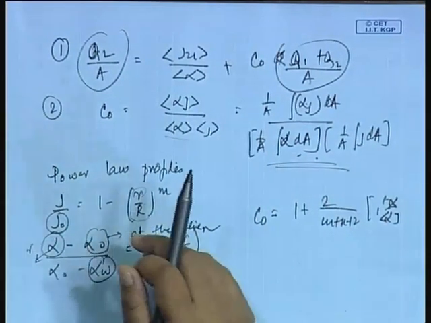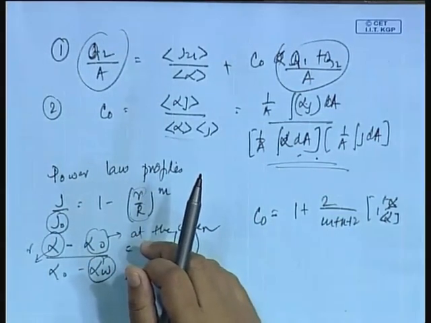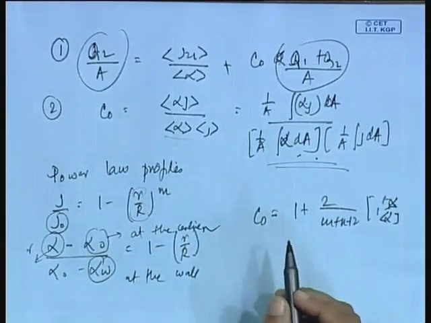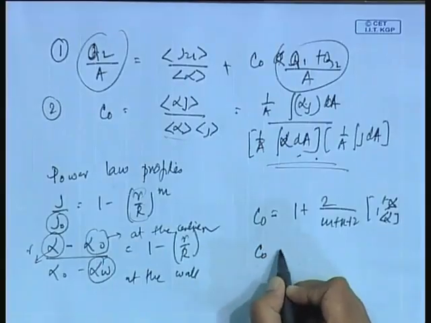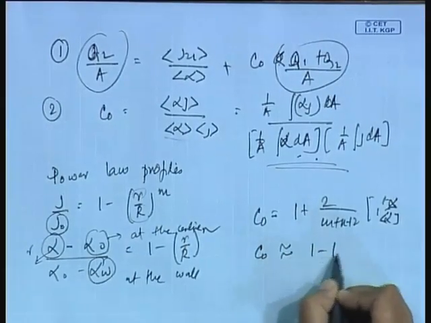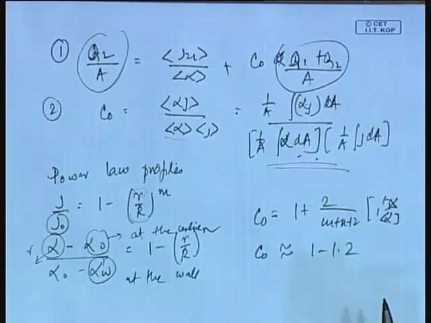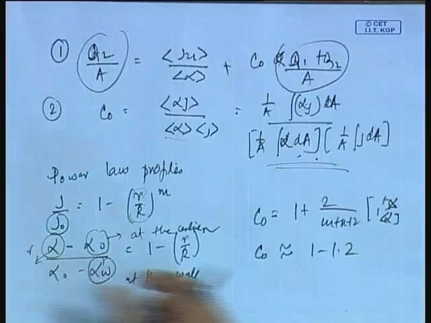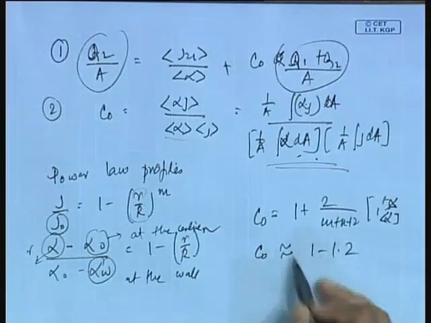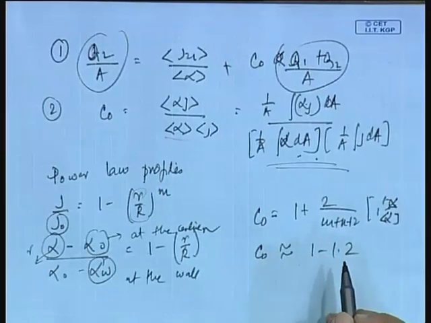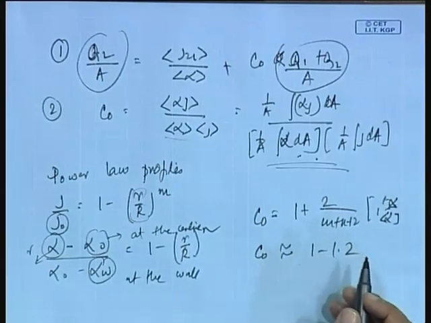One more thing I would like you to remember: by whatever way you find C0, it usually varies from 1 to 1.2. As I have told you, it does not deviate much from unity, it lies close to unity, and usually for normal circumstances it has a maximum value of 1 to 1.2 or 1 to 1.1. It does not vary more than that.